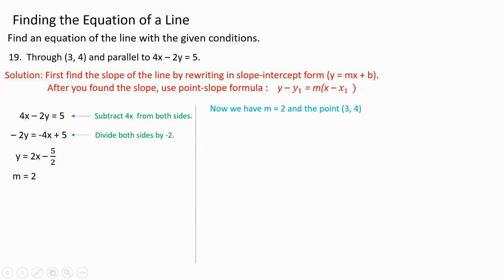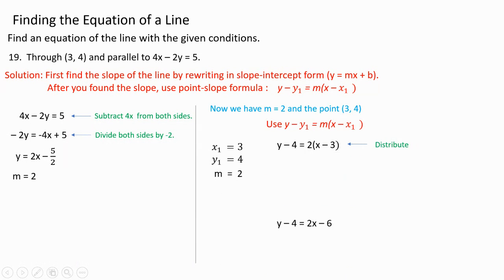Now we have my slope and my point. So the 3 is x1 and my 4 is y1. So plug them in. It'll be y minus 4 equals 2 times (x minus 3). Now here, we're going to distribute. So I get 2x minus 6, and now we're going to add 4 to both sides. So y equals 2x minus 2. So this is the equation that we're looking for, the equation of the line in slope-intercept form.